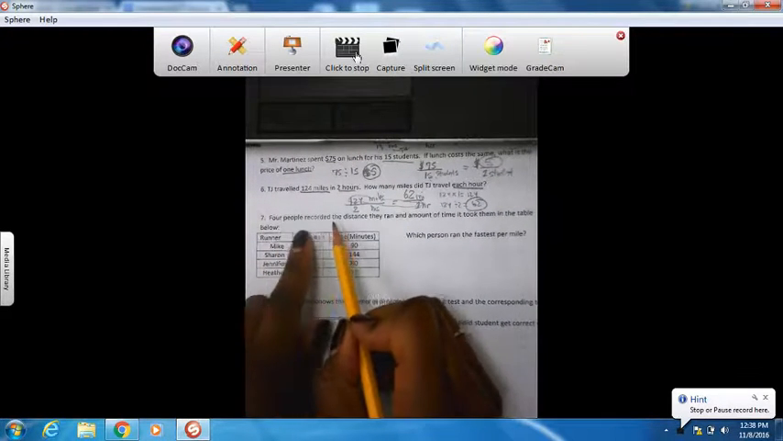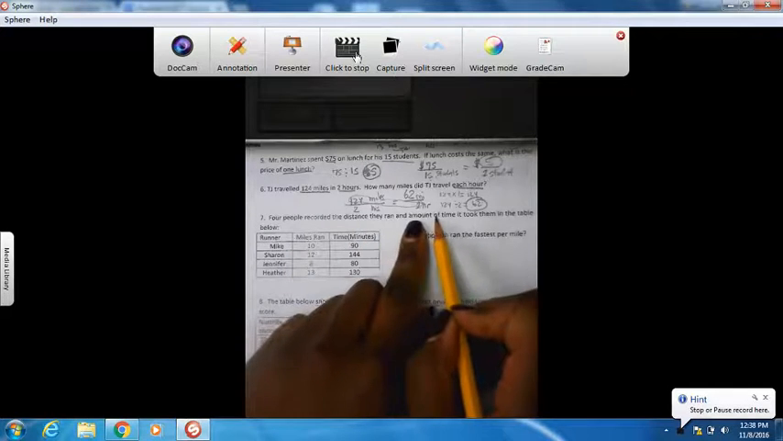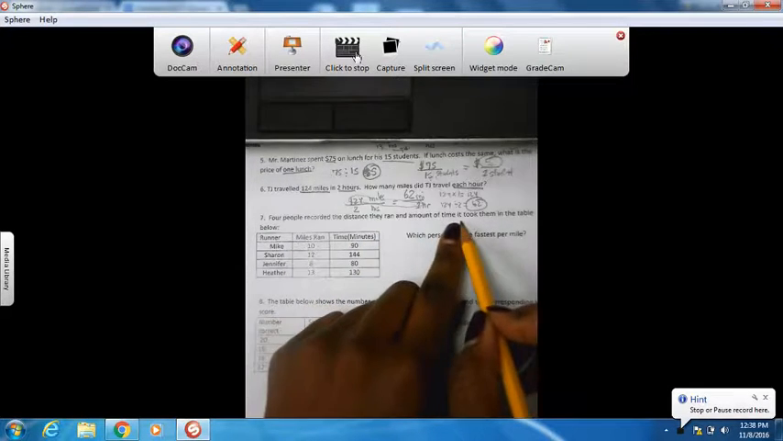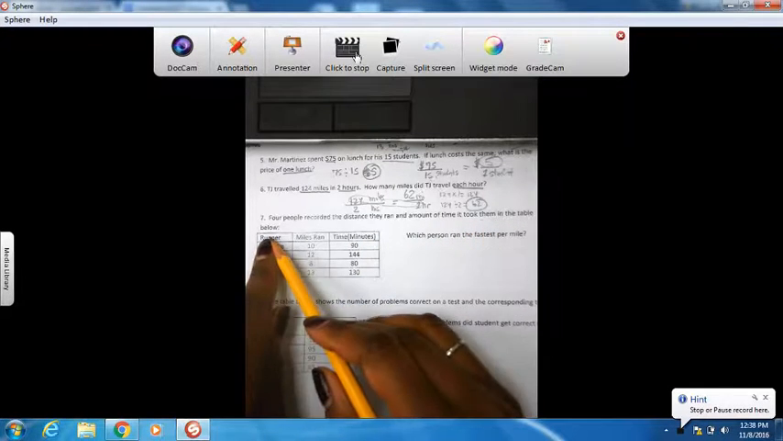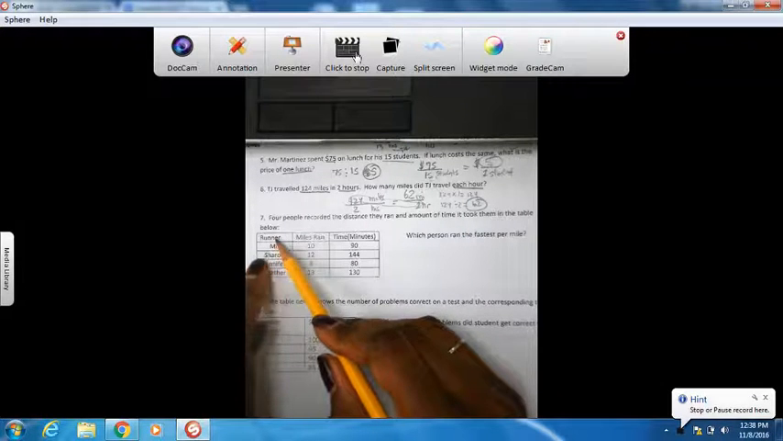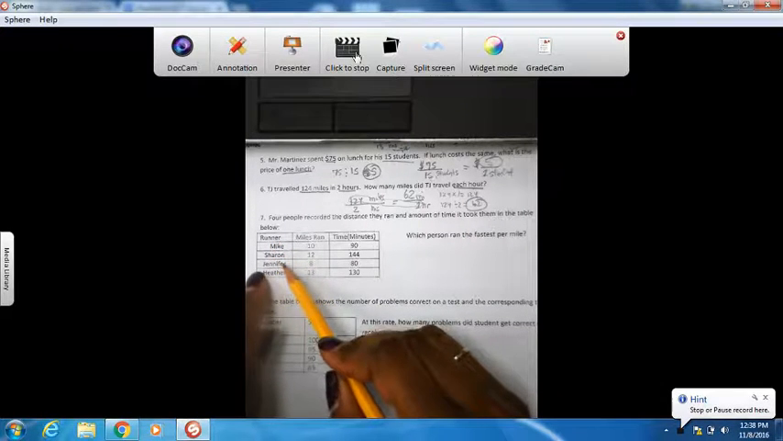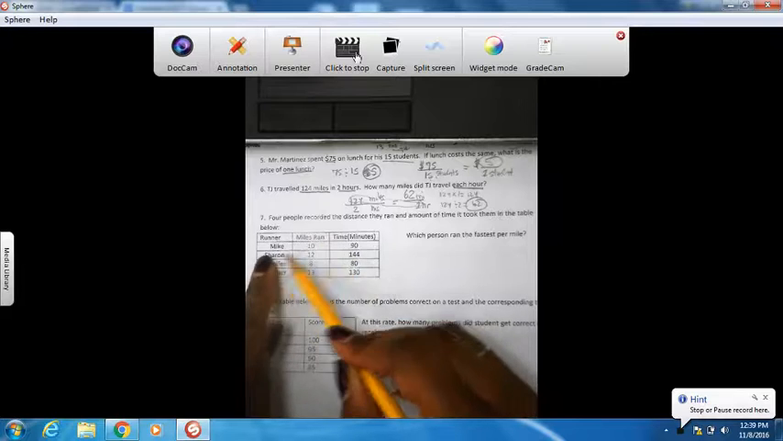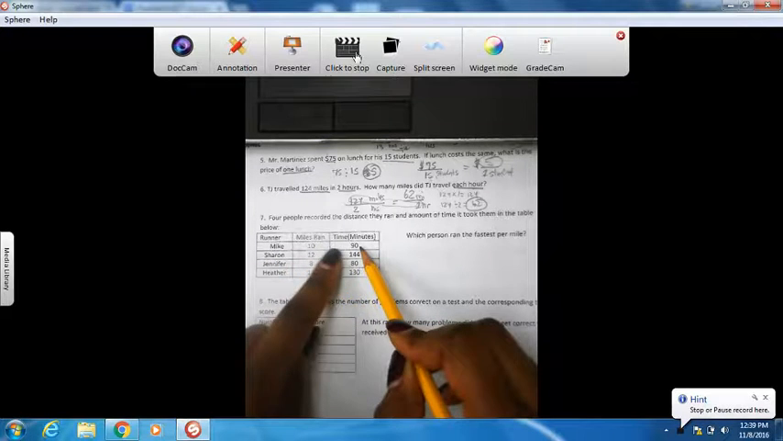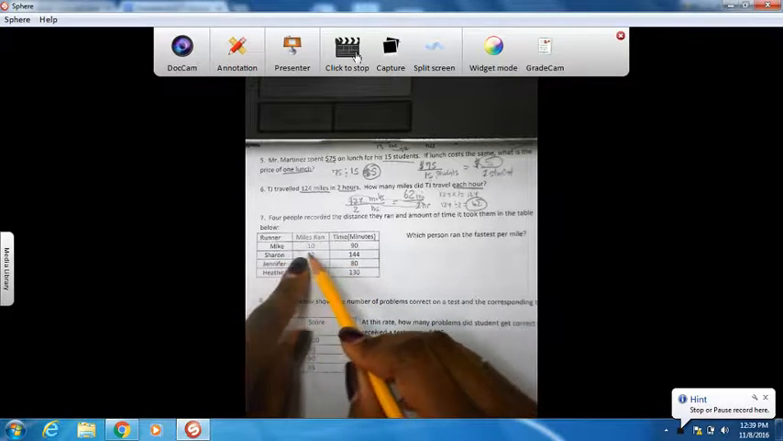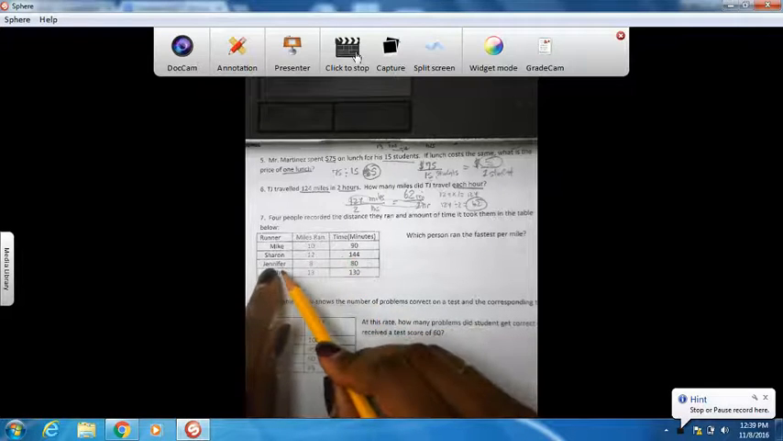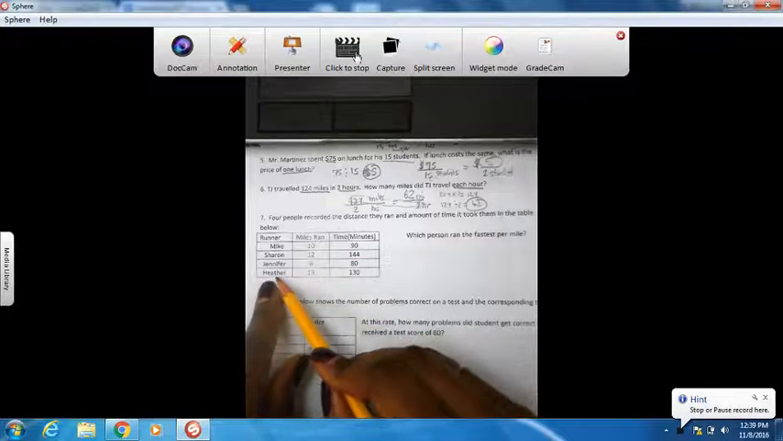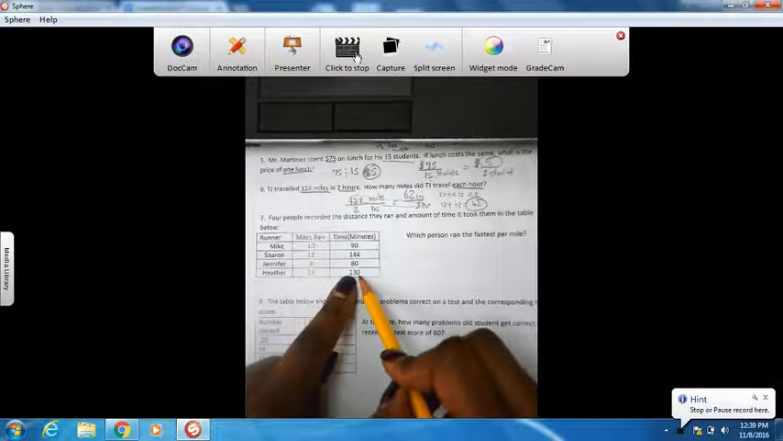4 people recorded the distance they ran and amount of time it took them in the table below. So here are the runners: Mike, Sharon, Jennifer, Heather. Mike ran 10 miles in 90 minutes. Sharon ran 12 miles in 144 minutes. Jennifer ran 8 miles in 80 minutes. Heather ran 13 miles in 130 minutes.